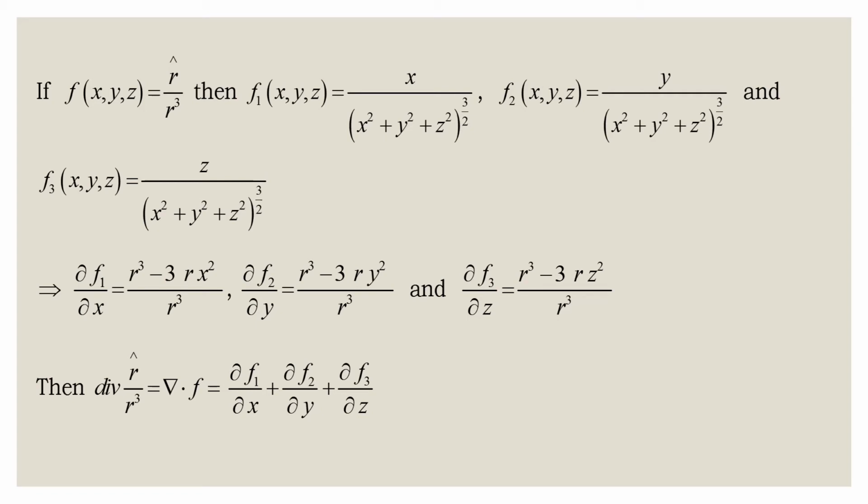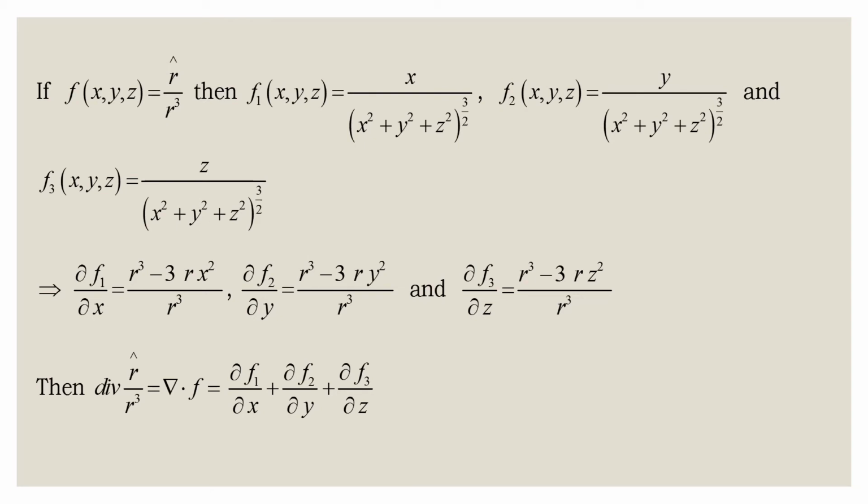Similarly, dou f2 by dou y equals dou by dou y of y upon (x square plus y square plus z square) whole power 3 by 2, or dou by dou y of y by r cube. Then dou by dou y of f2 equals (r cube minus 3r y square) upon r cube. Similarly, dou f3 by dou z equals (r cube minus 3r z square) upon r cube.